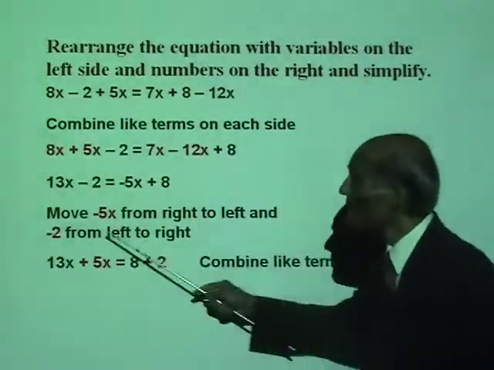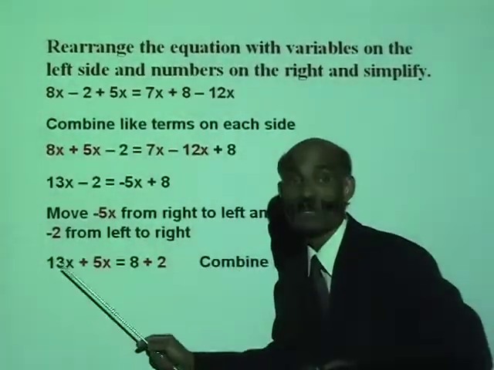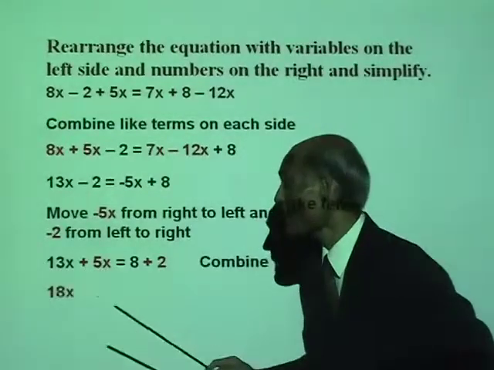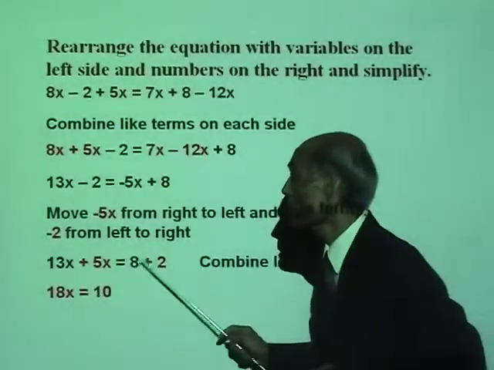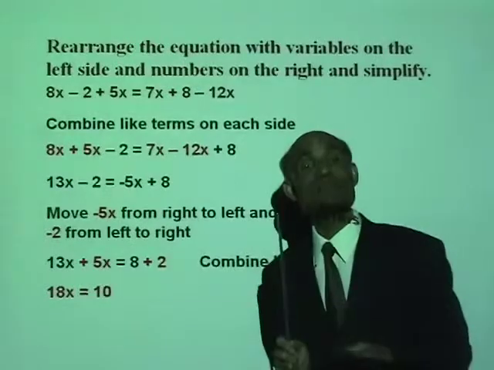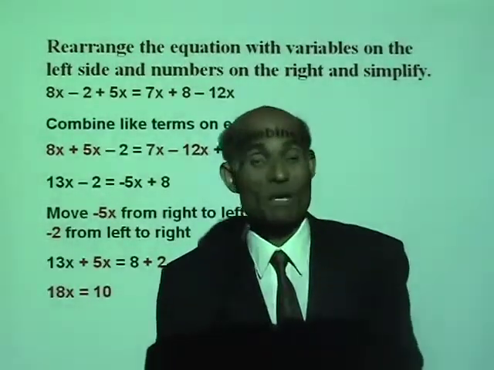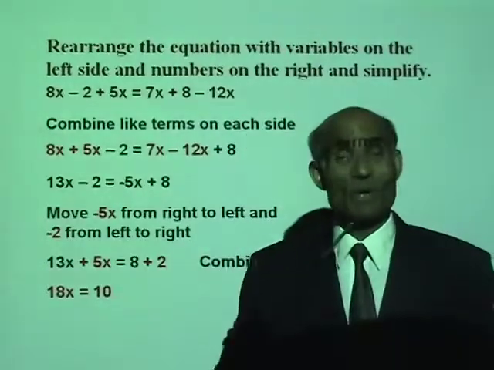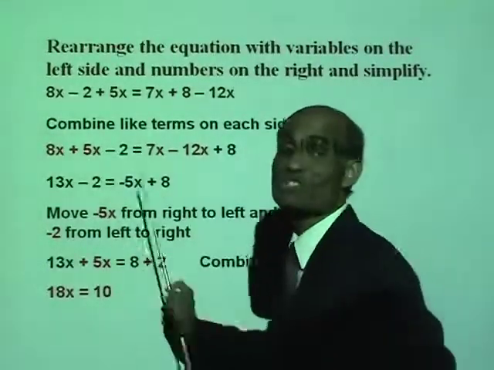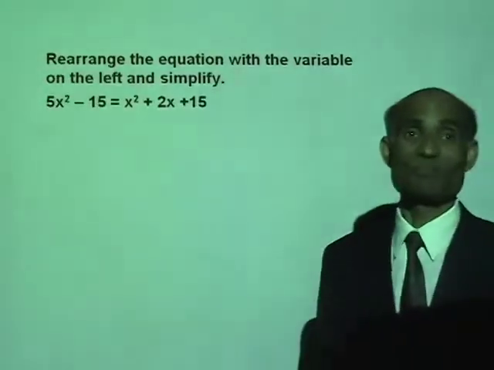Alright, now we can combine like terms. 13x plus 5x is 18x, and 8 plus 2 equal to 10, and we are now ready to solve it. But we are not going to do that now. We will practice more of this skill as we move on.